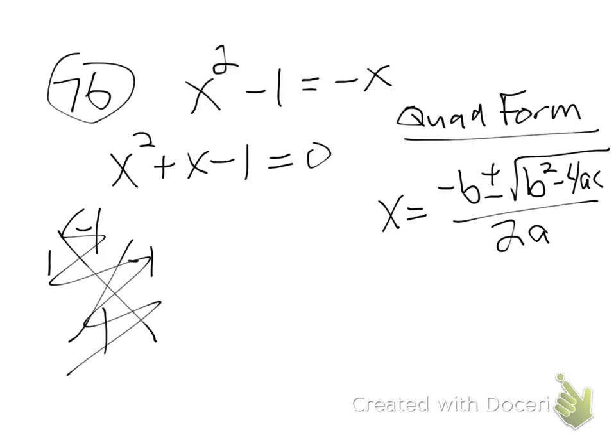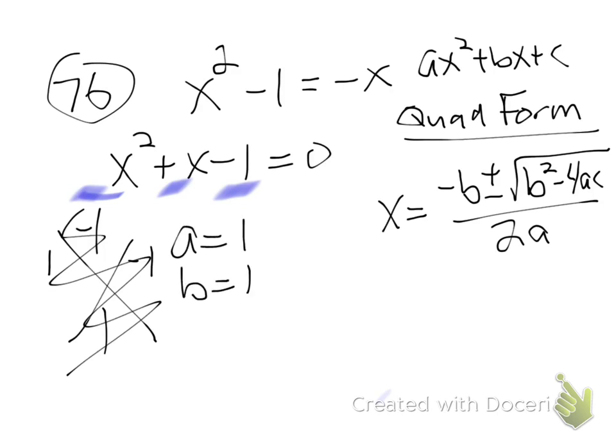Remember, for the quadratic formula, it has to be in the quadratic form, ax squared plus bx plus c. So if we looked at this one, our a is this term right here, our b is this term right here, and our c is this term right here. So a equals 1, b equals 1, and c equals negative 1.